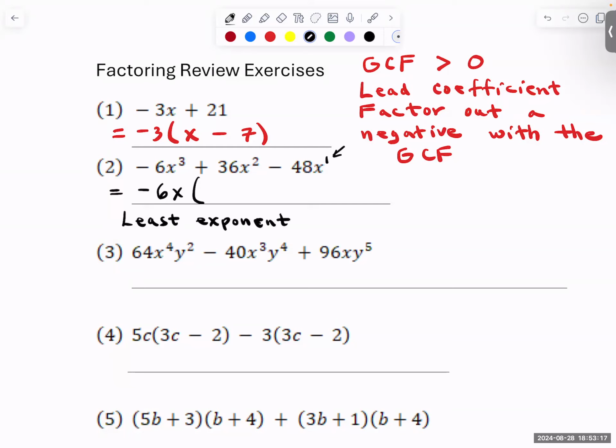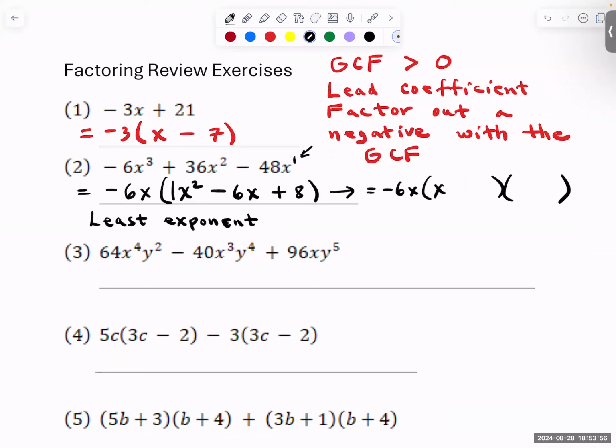So factored out, outside of parentheses, negative 6x times x squared minus 6x plus 8. Inside, we have a second degree trinomial. The leading coefficient now is a positive 1. So we're going to try and factor it further, where the greatest common factor inside the parentheses is a 1. Let's keep the negative 6 times x and see if we can factor the trinomial as a product of 2 binomials.